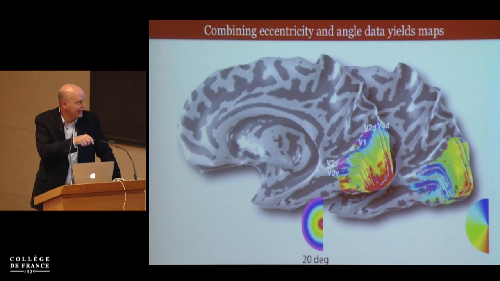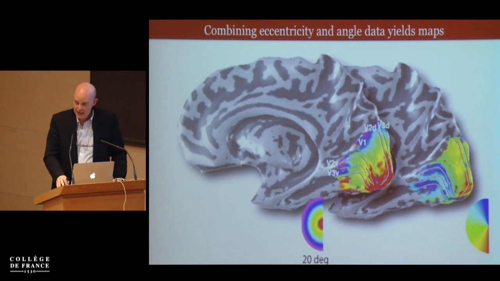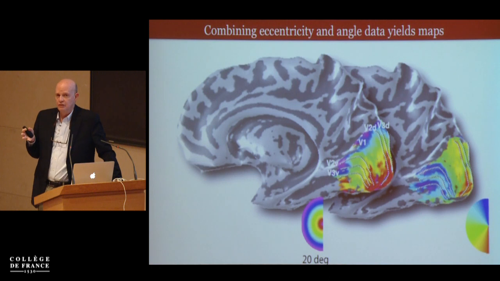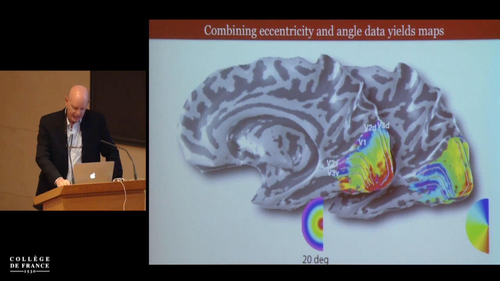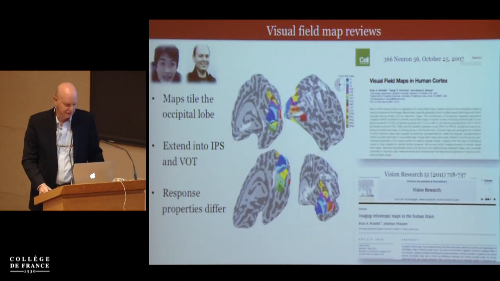You look at the angle map, and you look at the eccentricity representation, and you put them together, and you say, there's primary visual cortex, and surrounding it is V2, second visual area, V3, and so forth, the dorsal side over here and the ventral side. And this matches, and we learned this about the human brain and became confident of it in the early 90s. And we spent about 10 or 15 years.